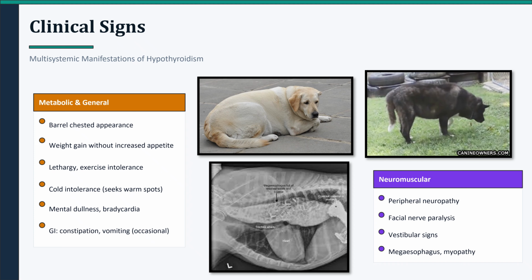Most of the signs develop slowly and are often not noticed by the veterinarian examining the patient for the first time. These signs can sometimes be the only presenting complaint, which is why hypothyroidism is always worth considering in a neurological workup.